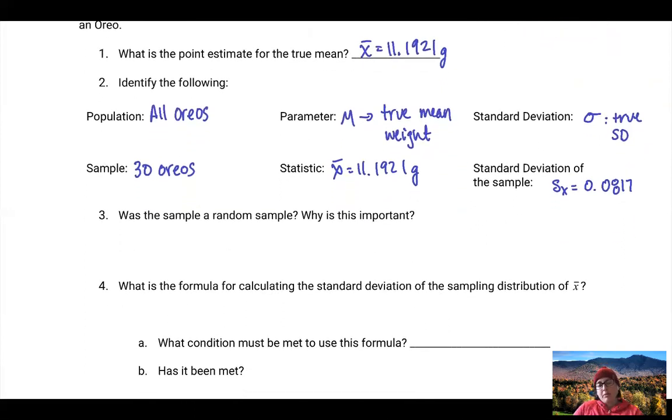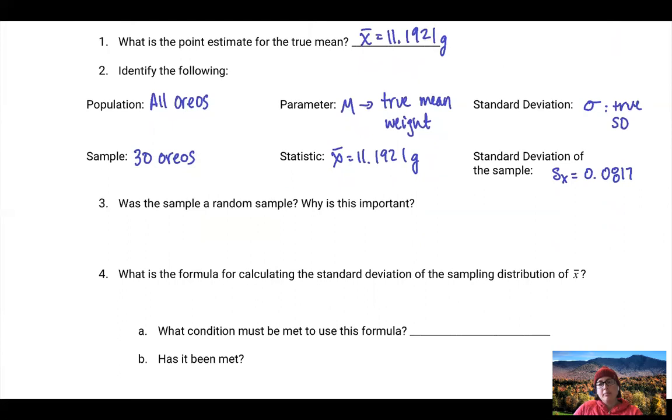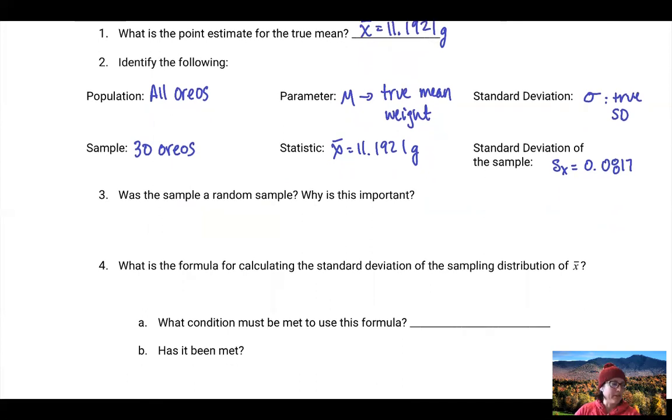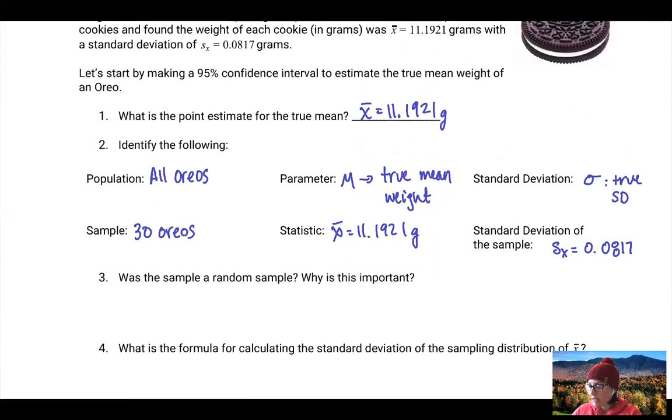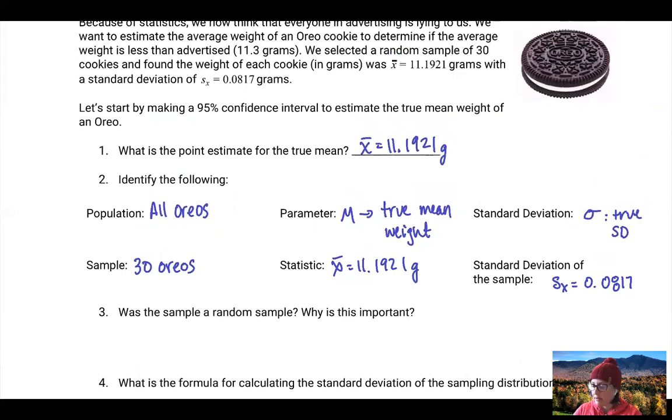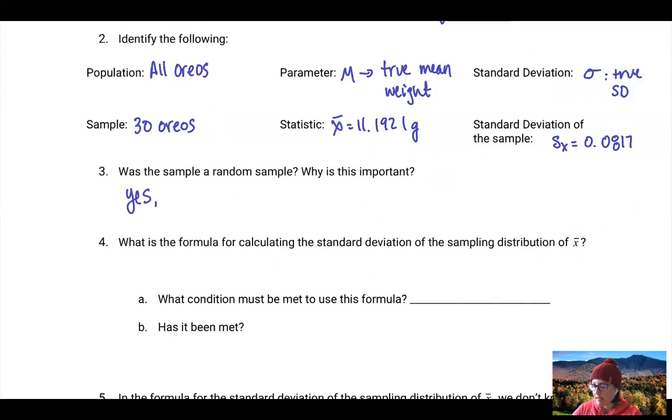So just like we've done with proportions, we need to look at the assumptions and conditions. So one of the conditions that this needs to meet is that this was a random sample, and this is important so that we can generalize to the rest of the Oreo population. So it says up here, it was a random sample. So let's say yes. This is important so we can generalize.